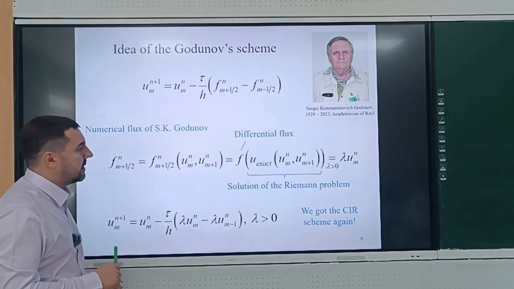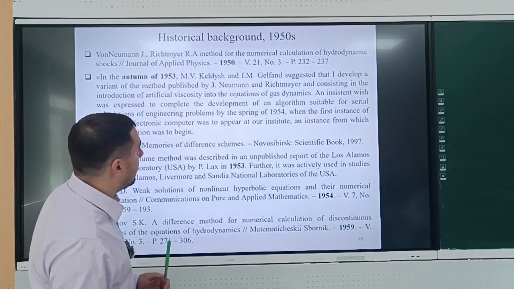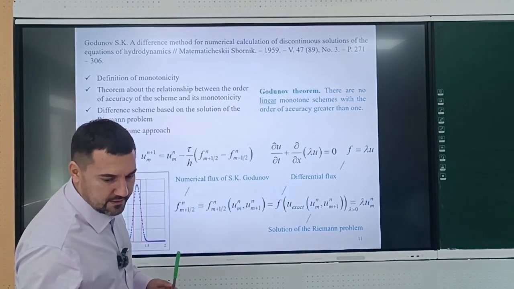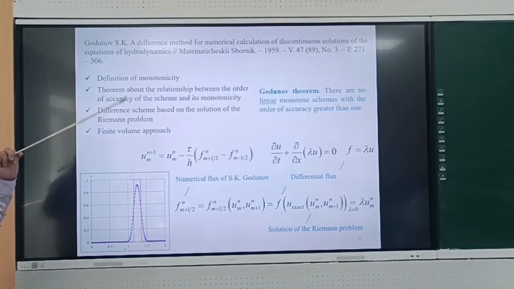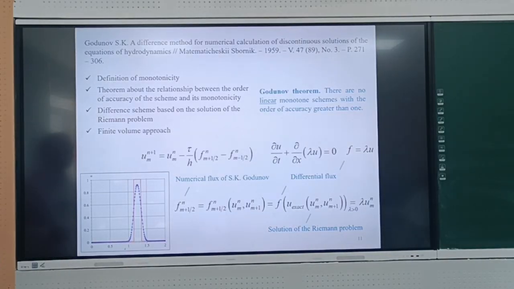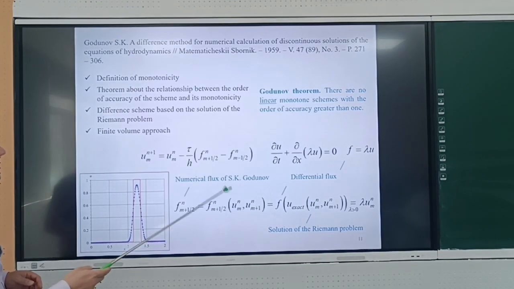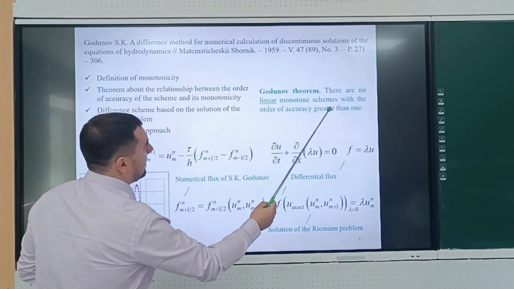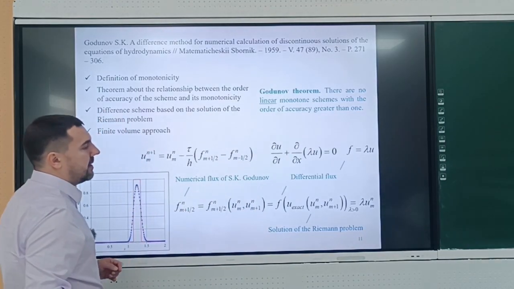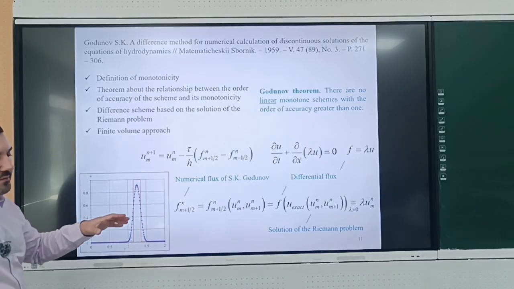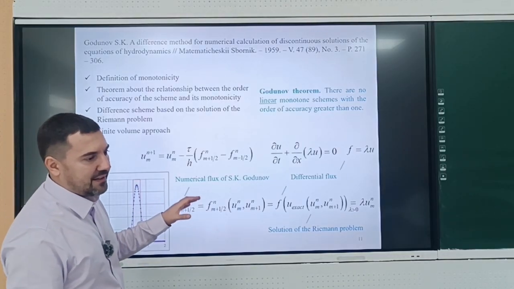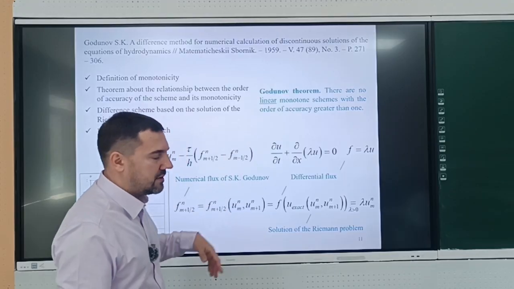It was done in this paper. I already mentioned it at the previous lecture. Actually, in this paper there were many important contributions. So first of all, the Godunov theorem: there are no linear monotone schemes with order of accuracy greater than 1. So it's not possible to build a scheme like Lax-Wendroff without these oscillations. It's forbidden.